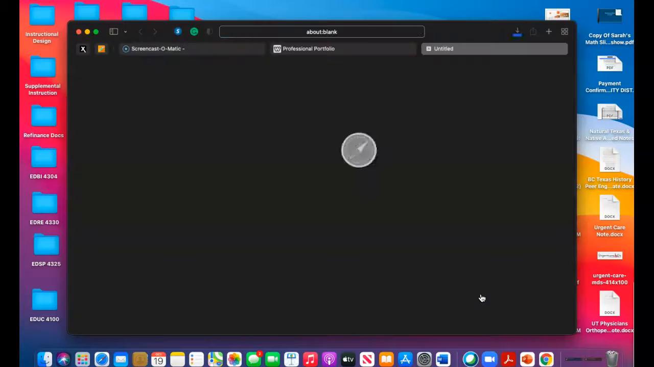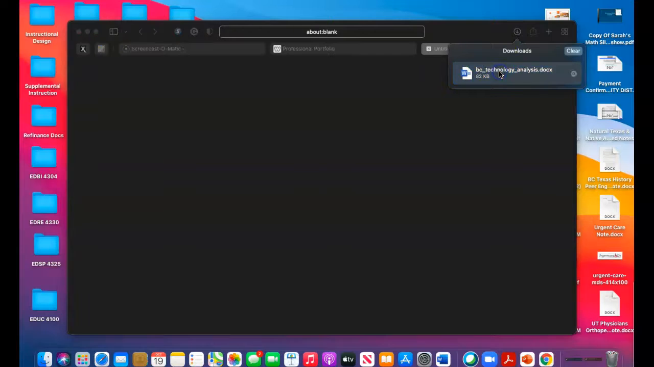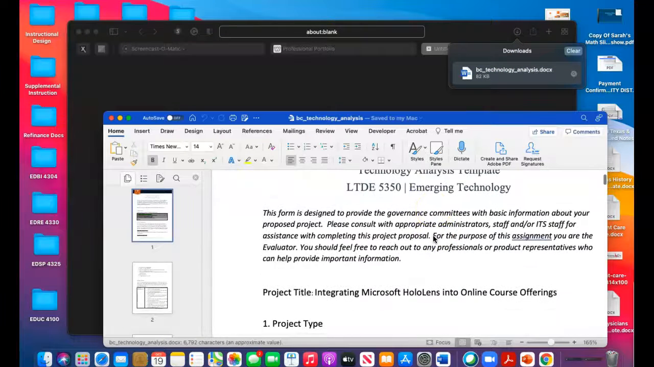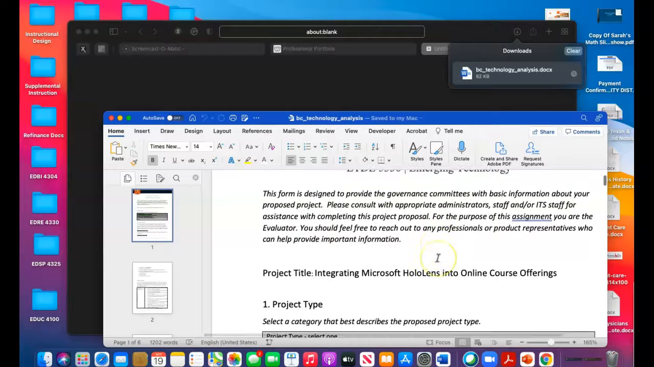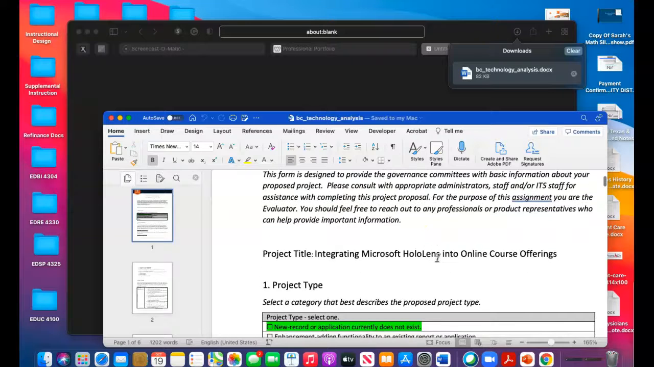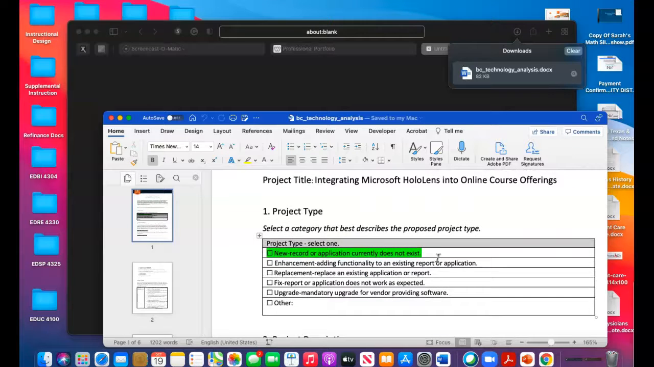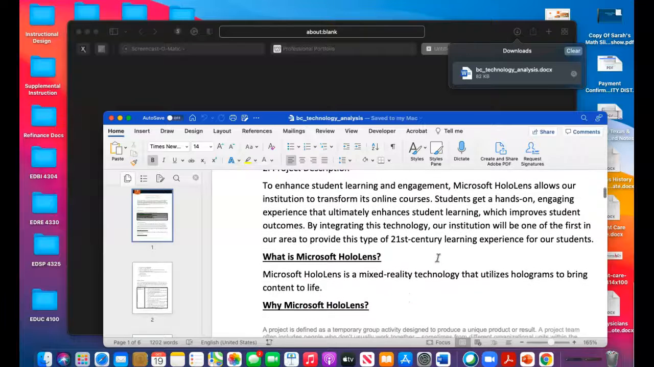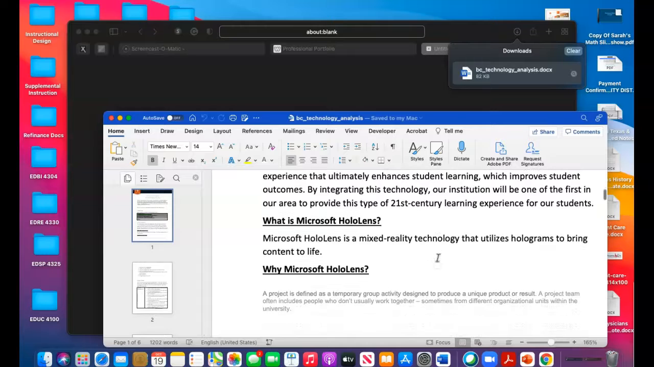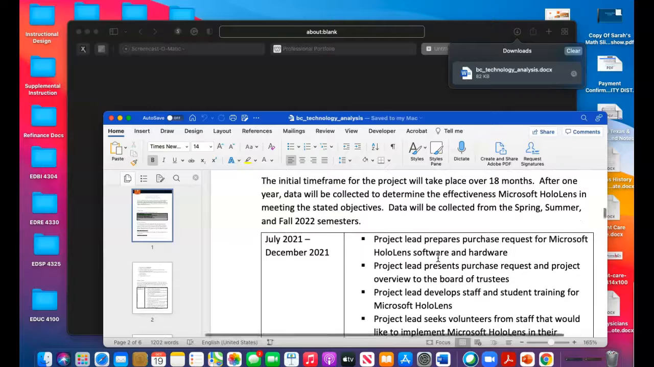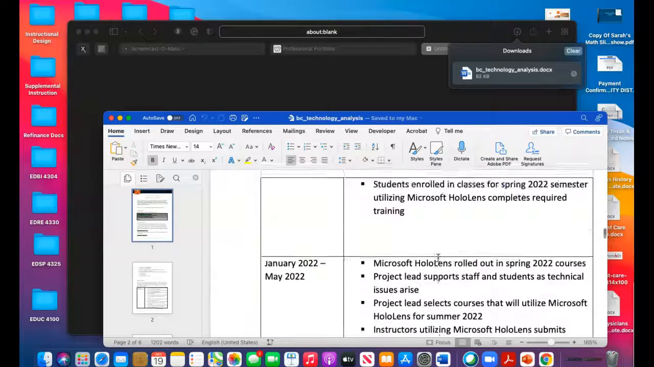And then the last thing is my technology analysis that I created, which we worked on over the course of a few weeks to find an emerging technology to implement in online courses. Of course, as I told you earlier in my presentation, I was interested in Microsoft HoloLens, so I decided to use that as something that could be incorporated into online courses to enhance the offerings. So we go through and talk about the description, what the program is, why choose that program, and then I created a timeline, which is 18 months of how we could implement that.